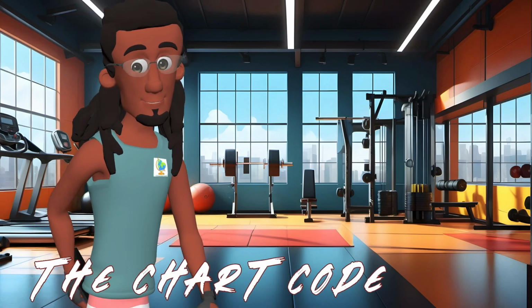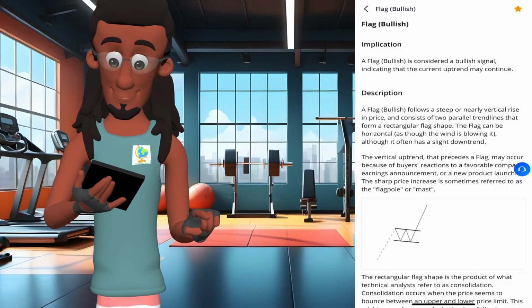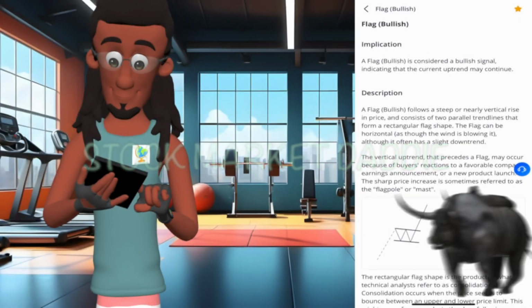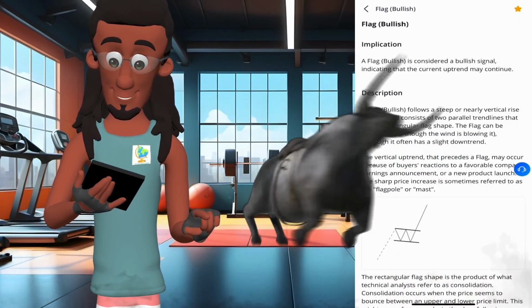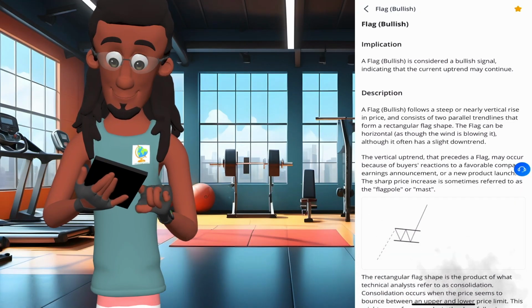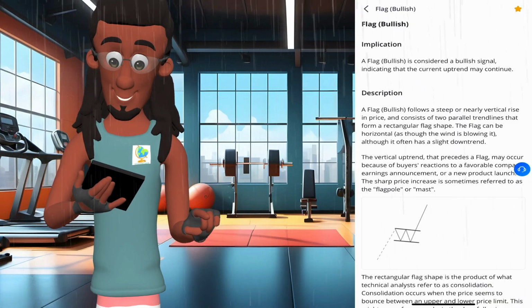Peace and love. So let's get right back into the chart code. This is a very popular pattern that I need you to recognize any and every time you see it. All right, the bullish flag. A bullish flag is considered a bullish signal, indicating that the current uptrend may continue.